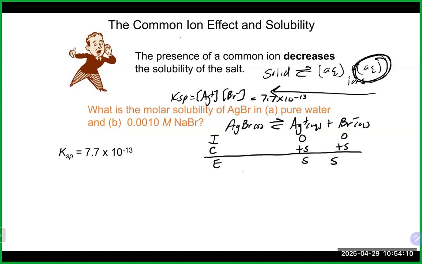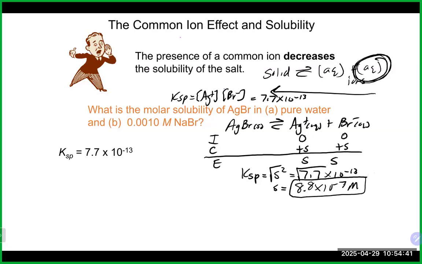This is going to go into our KSP, which will give us S squared is equal to 7.7 times 10 to the minus 13. Take the square root of both sides here, and that gives us a molar solubility of, we'll call it, 8.8 times 10 to the minus 7 as its molar solubility. Now, what would be the solubility of silver bromide in a solution that also contains sodium bromide?